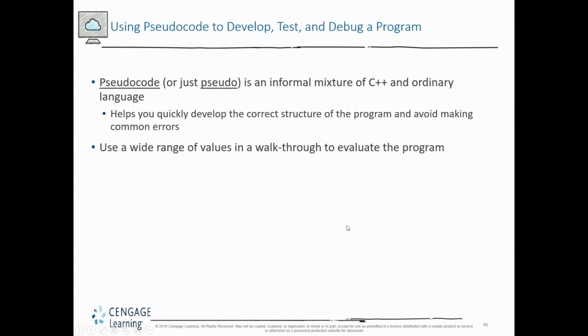Pseudocode, just an informal mixture. Pseudocode is like you're trying to create a program and you're just writing down thoughts to yourself. With the pseudocode, you're just writing down things to help you understand what you're going to be writing. So it's a real good idea, okay? And it helps you quickly develop the correct structure of the program and avoid making common errors.